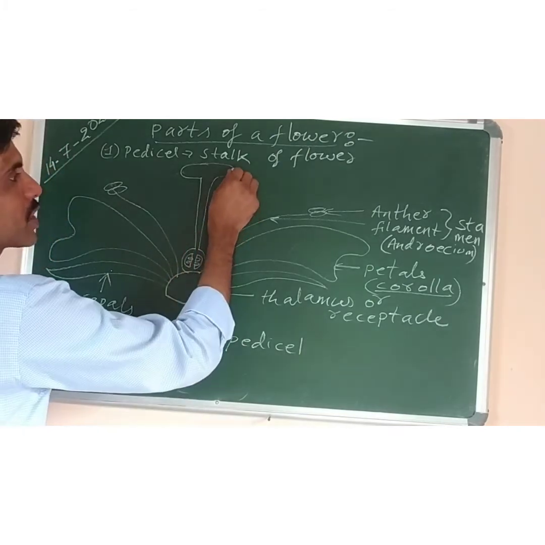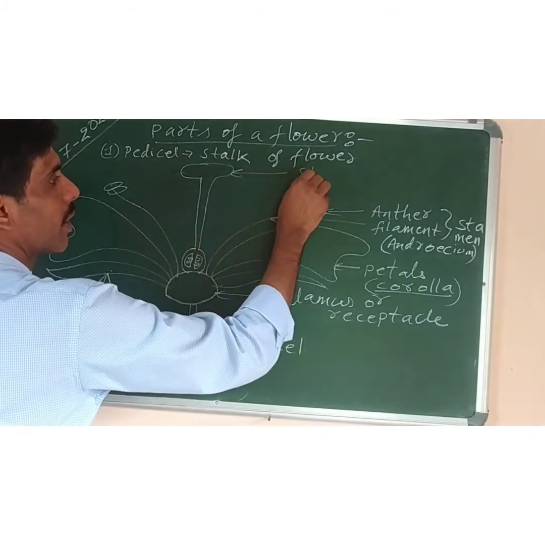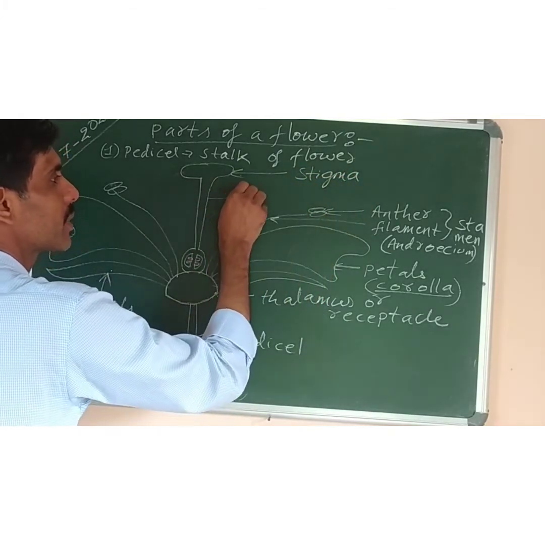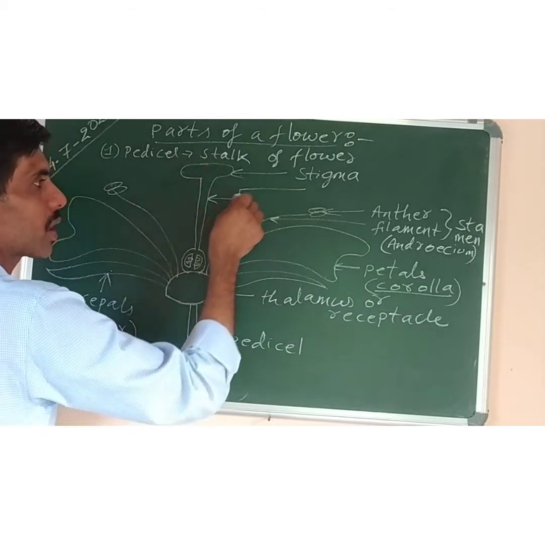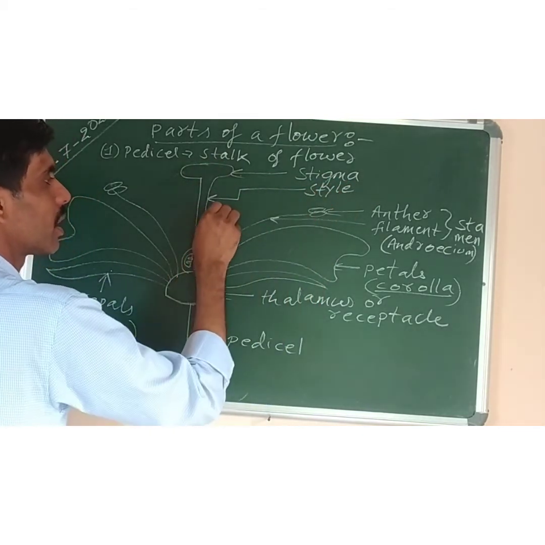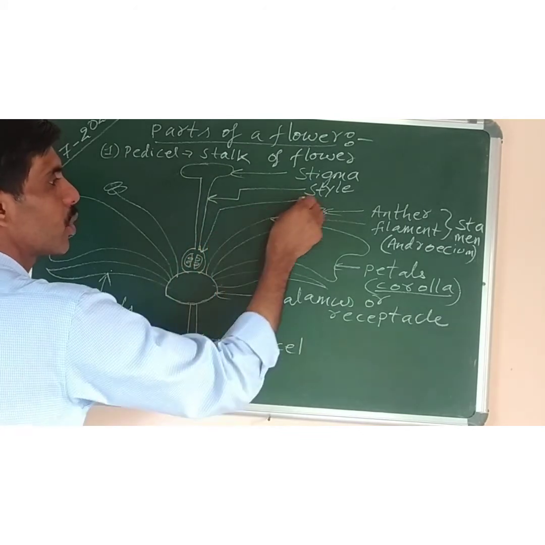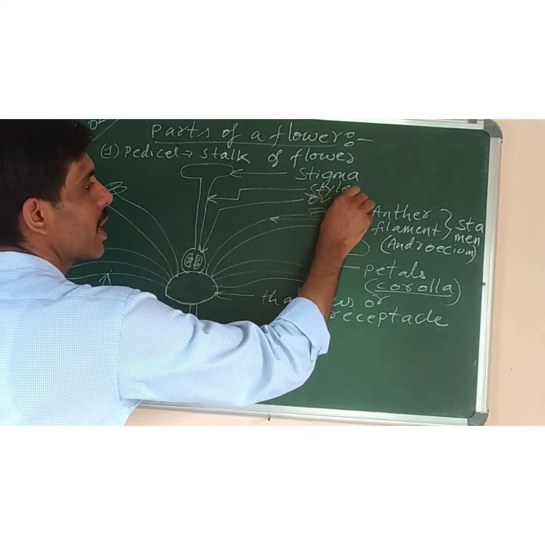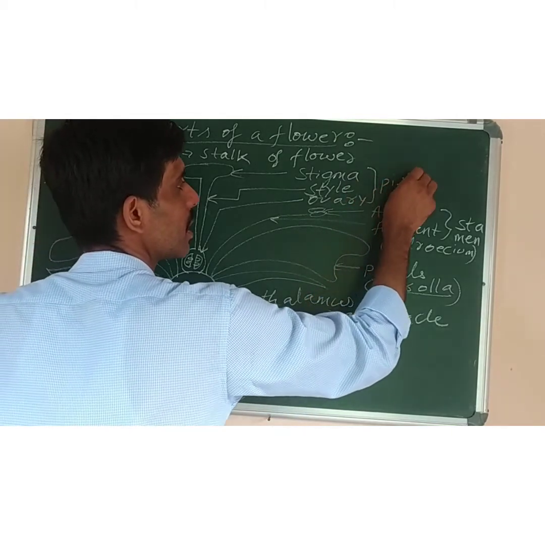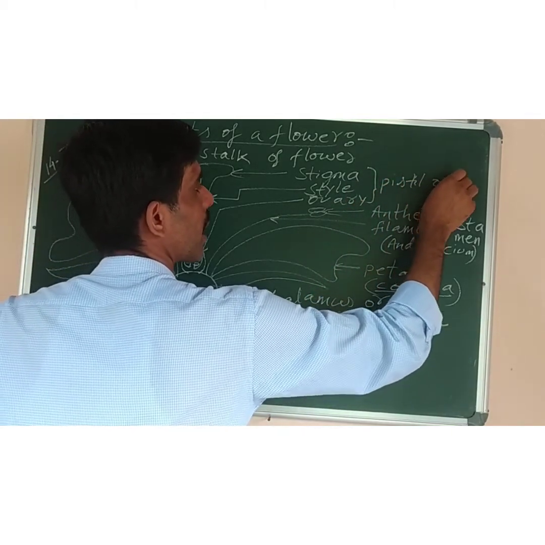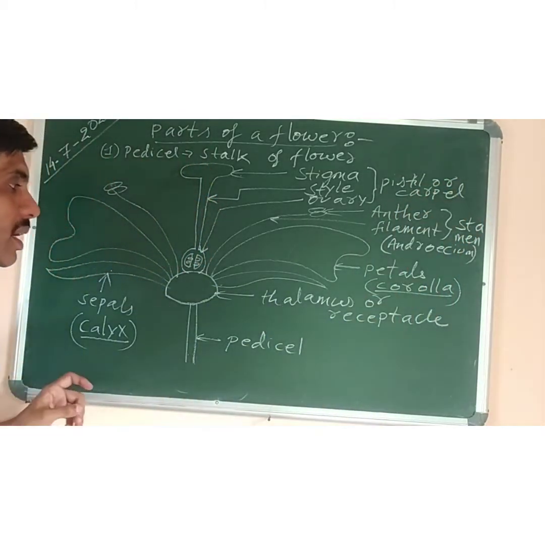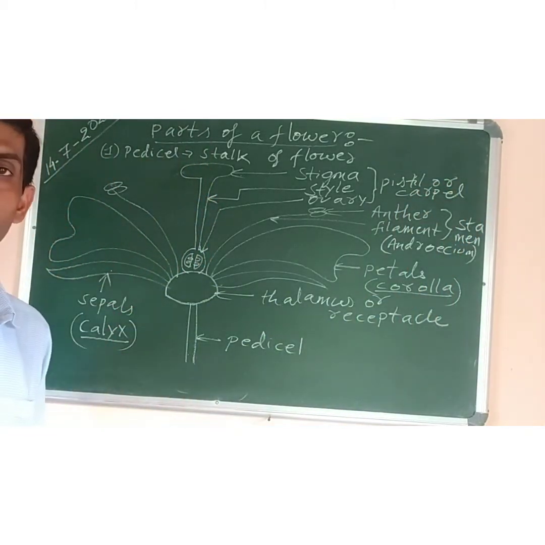Okay. So what is this part called? It is known as stigma. What is the function? To receive the pollen grains. This one, the long stalk, is known as style. Okay. And this one is known as ovary. Stigma, style and ovary, all these three are the parts of the pistil or carpel, C-A-R-P-E-L, and collectively it is called gynoecium.